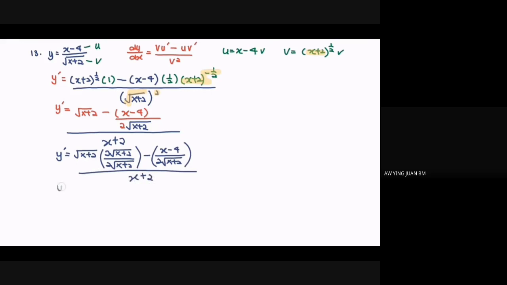So we will have y prime equals to 2 bracket x plus 2, because after we multiply with the element square root x plus 2 square root x plus 2, and we will have x plus 2 minus x plus 4 over 2 square root of x plus 2 divided by x plus 2.